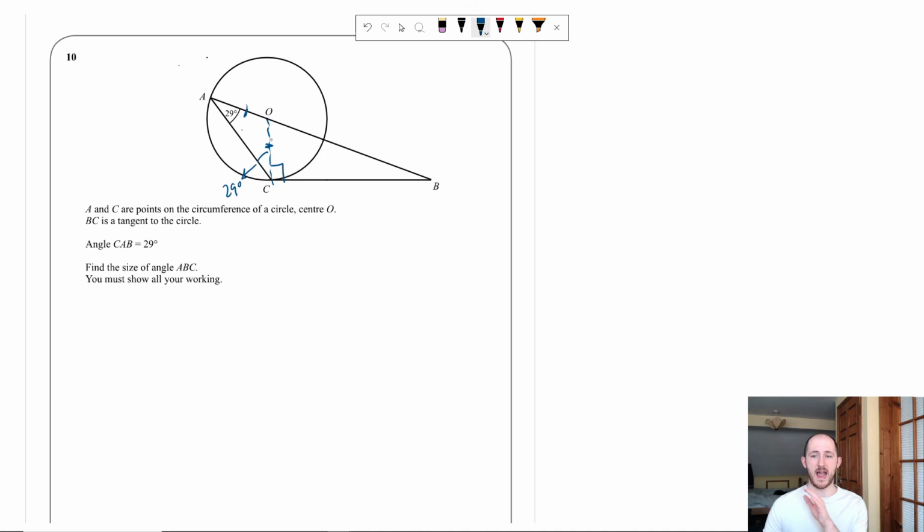Now I can work out any other angle I want. So I don't even know what they're asking me yet. I don't need to know. Find the size of angle ABC, so in other words, they want me to work out this angle. That's child's play now. All I've done is drawn a line.